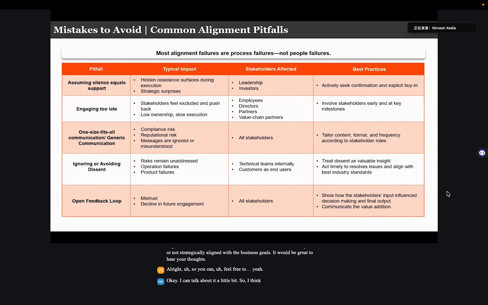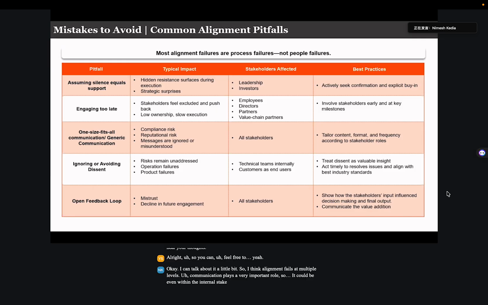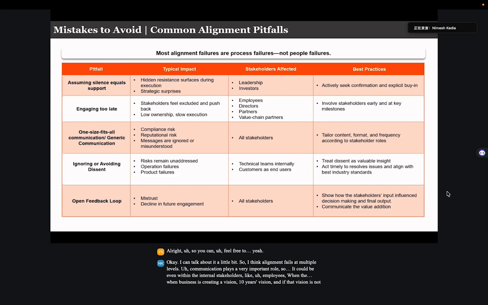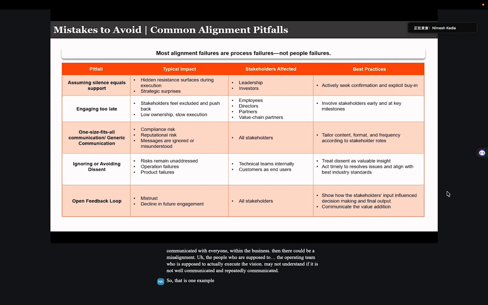So I think alignment fails at multiple levels. Communication plays a very important role. It could be even within the internal stakeholders like employees, when business is creating a 10 year vision, and if that vision is not communicated with everyone within the business, then there could be a misalignment. The operating team who is supposed to actually execute the vision may not understand if it is not well communicated and repeatedly communicated. So that is one example of alignment failures.